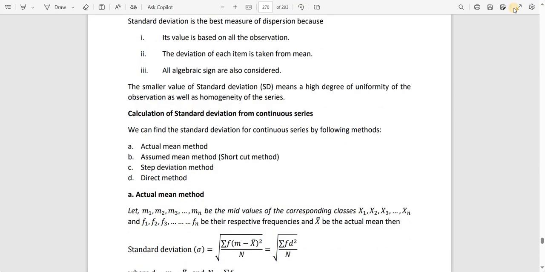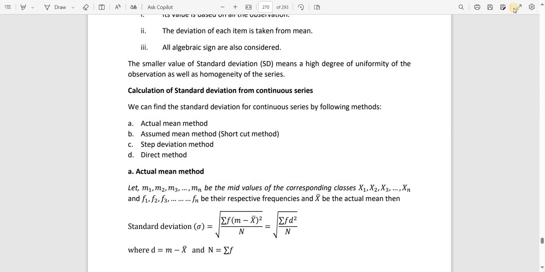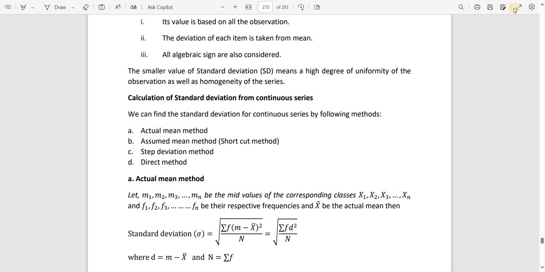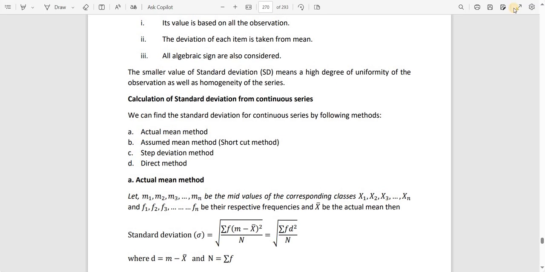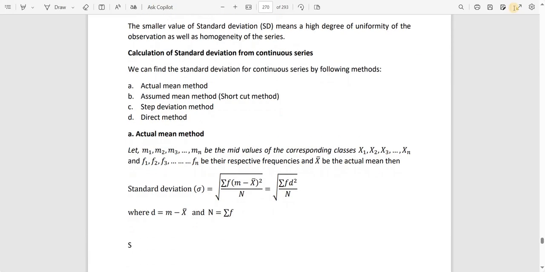The calculation is simple. First we need to find the mean, then use the actual mean method, assumed mean or shortcut method, step deviation method, or direct method. So there are different kinds of methods you can use, but whatever the method, we need to find the mean first. For the actual mean method, this is more practical, I think.